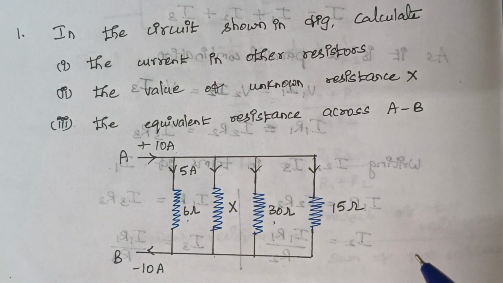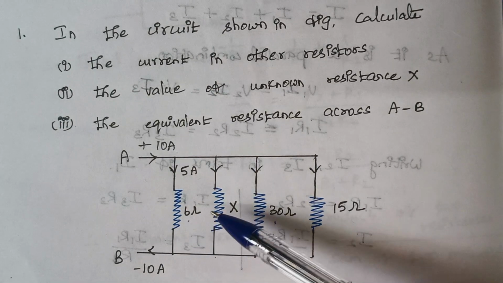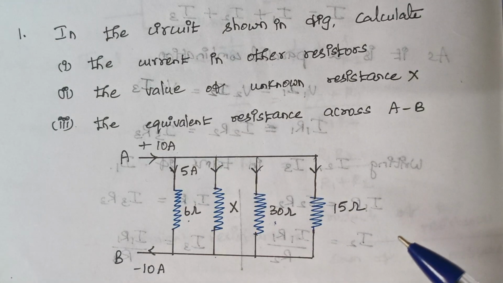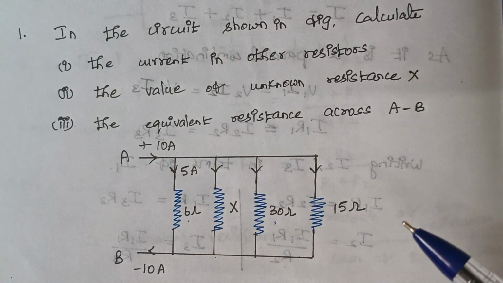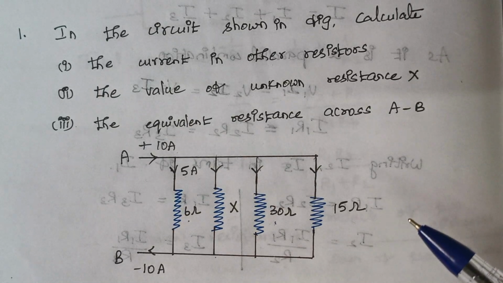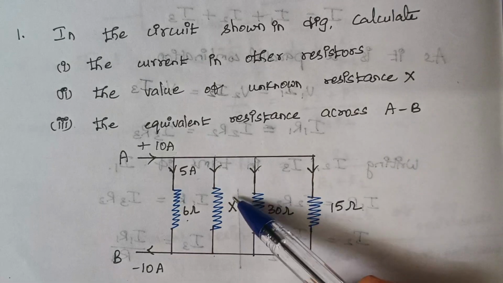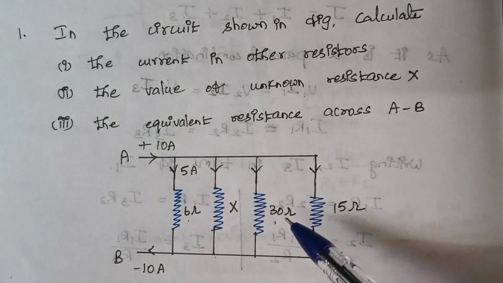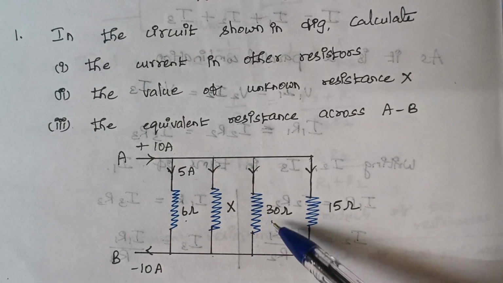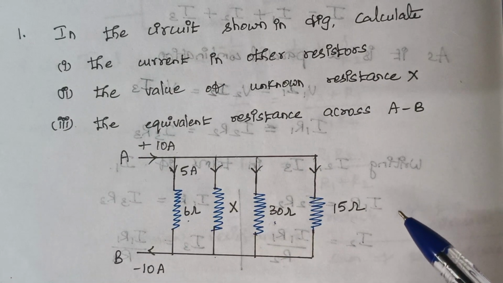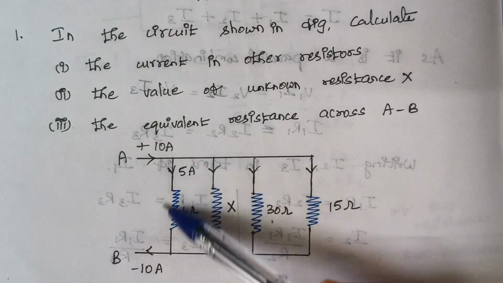So here the simple logic is, since all the resistors are connected in parallel, the voltage across all the resistors should be the same. Do you agree or not? That is, voltage across this 6 ohm resistor will be equal to voltage across this X ohm, and that is equal to voltage across this 30 ohm, and that is equal to voltage across this 15 ohm resistor. Right. So here is the hint.